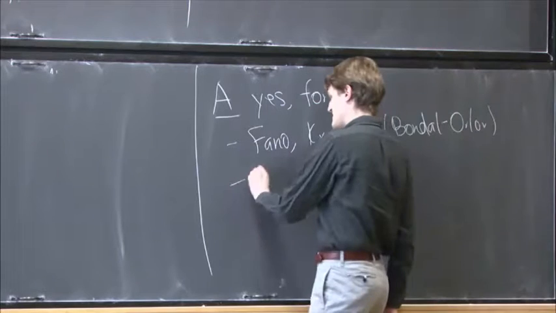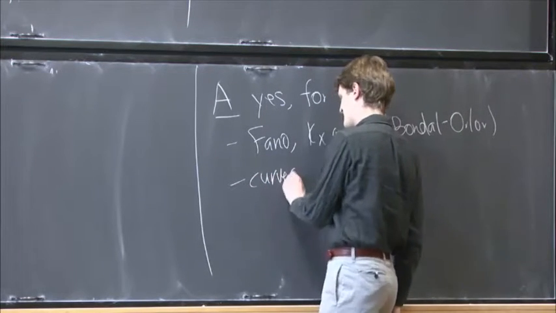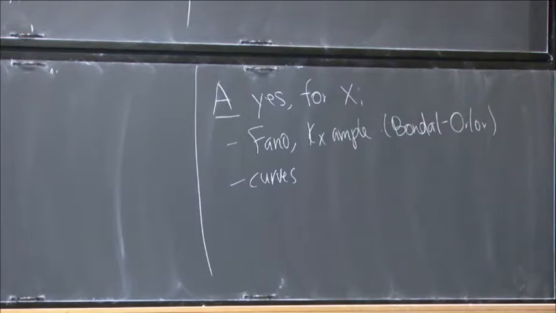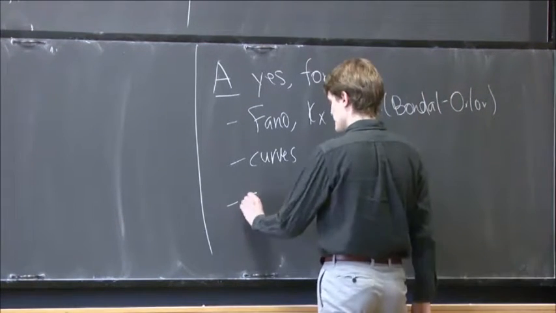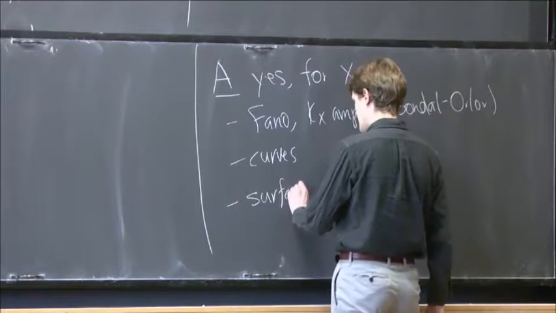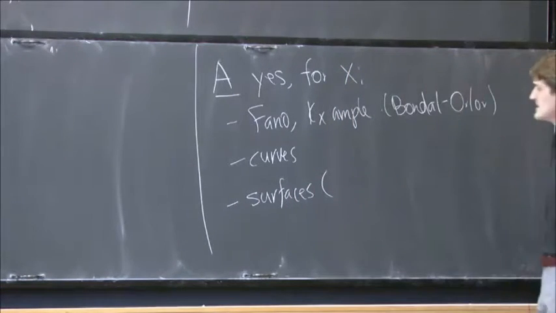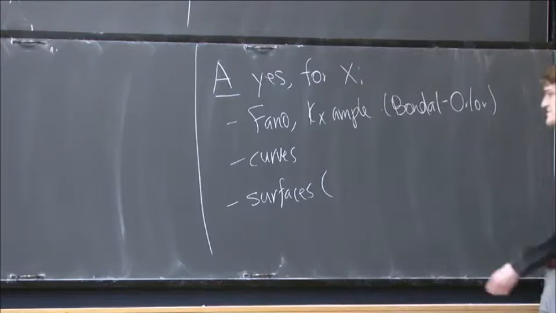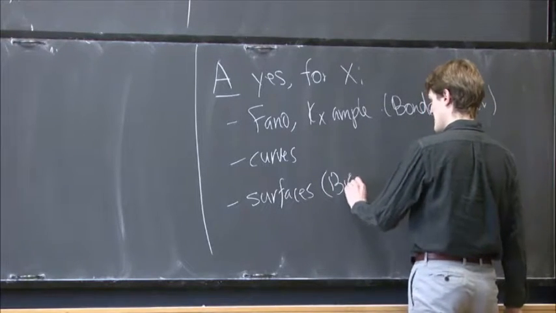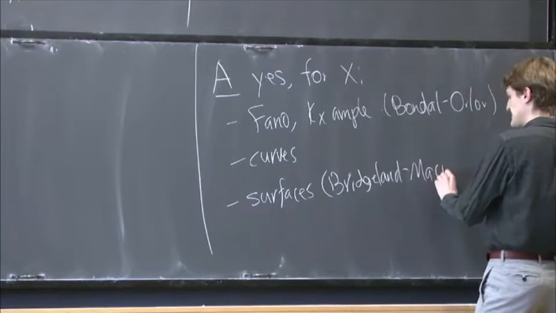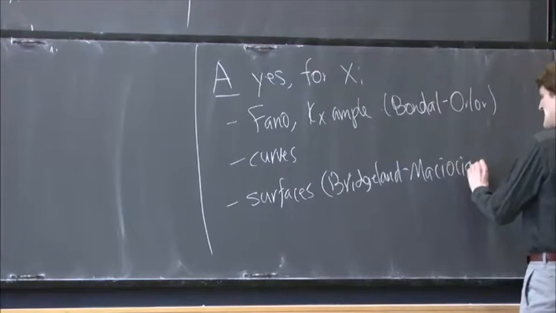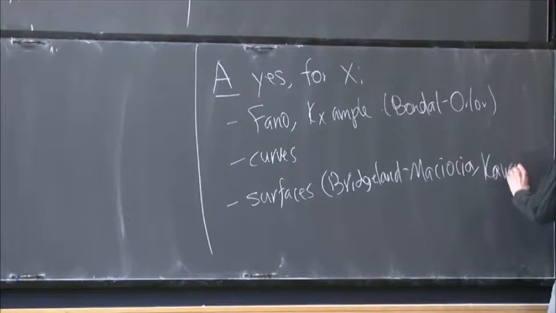Maybe next we can say curves. It's also true. I guess for anything except elliptic curves, that's covered by this. And elliptic curves are also fine. This is also proved for surfaces. And this one is, I think, one of the harder cases where this is true. It was originally proved by Bridgeland and Maciocia in the case that X is minimal. And then this was extended by Kawamata to all surfaces.